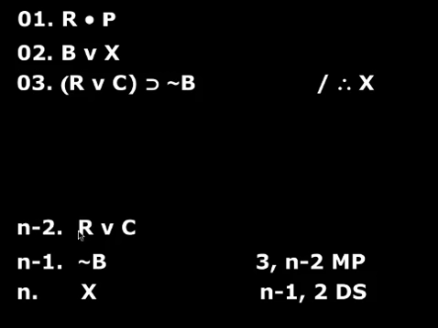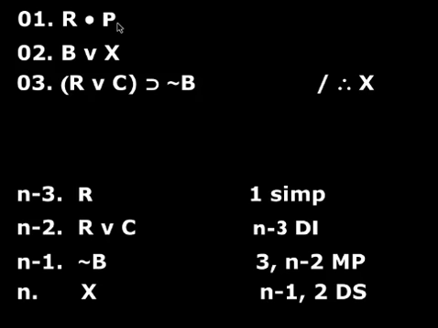Well, now how can I possibly get R or C? Well, I've got R and P here. If I could bust R off by itself, then I could get R or C by the rule of DI. So I'm assuming that my line N minus 3 is going to be R, and then I'll be able to get R or C by using the rule of DI on line N minus 3. Now, how can I get R? Right there, I can just simplify it off of line 1.